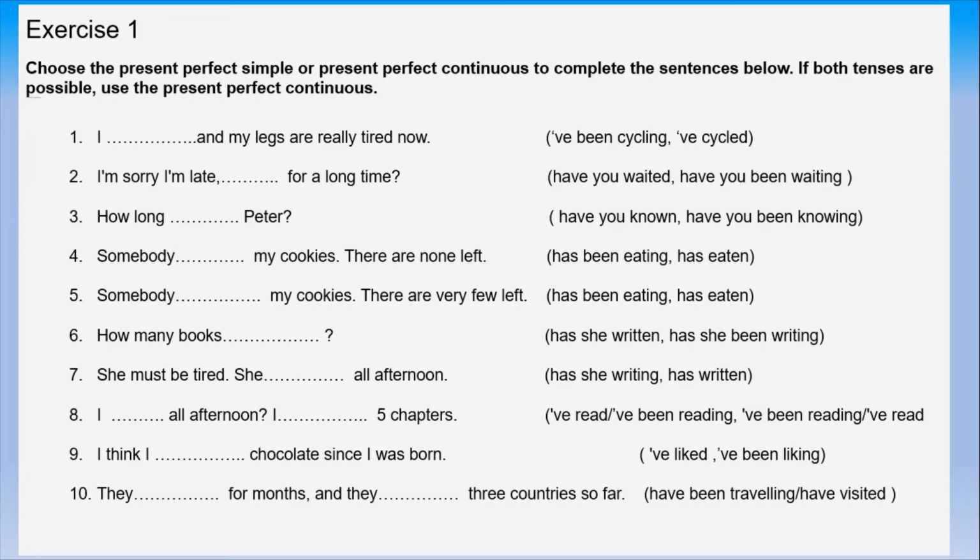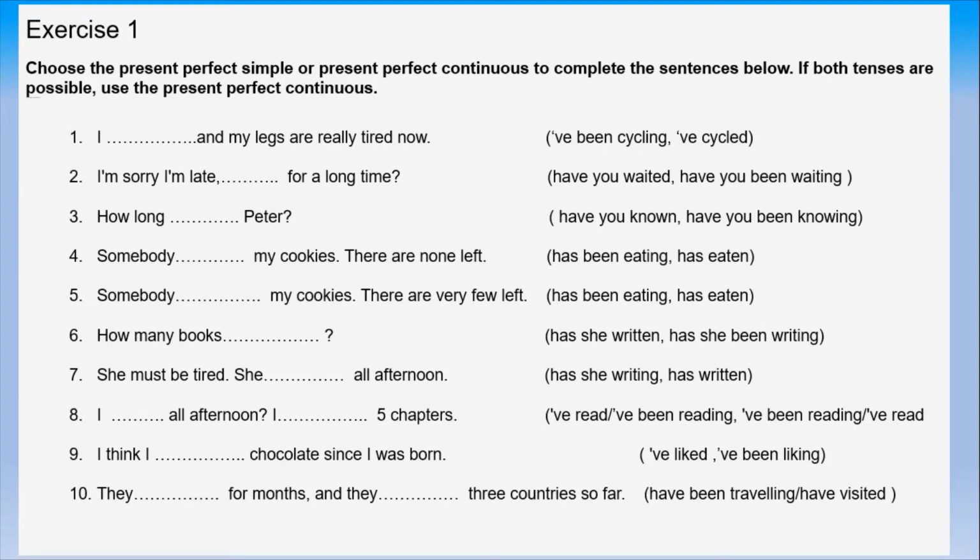Number 9. I think, maybe we find here a stative verb. I've liked. Like is a stative verb, it can't come with a continuous. So I think I've liked chocolate since I was born. Since also comes with present perfect.